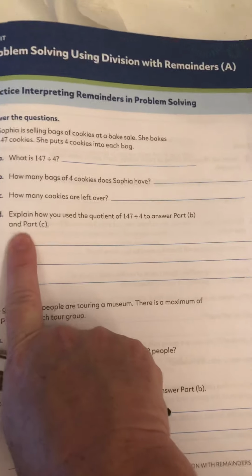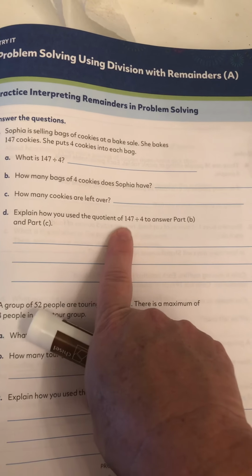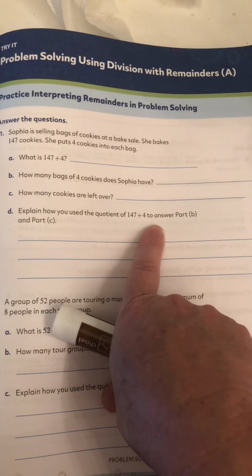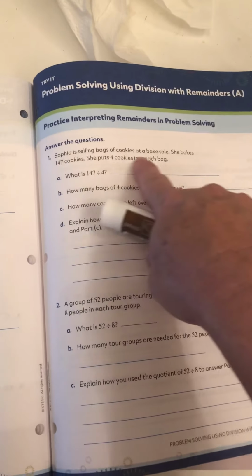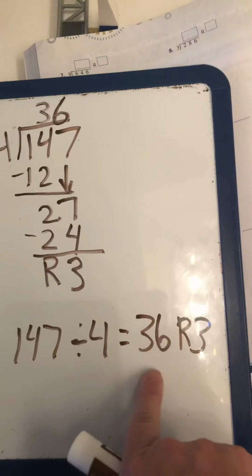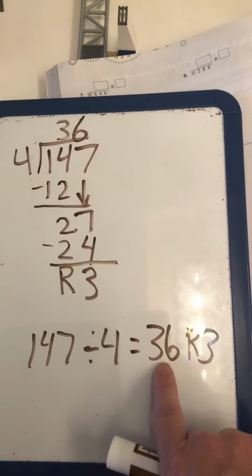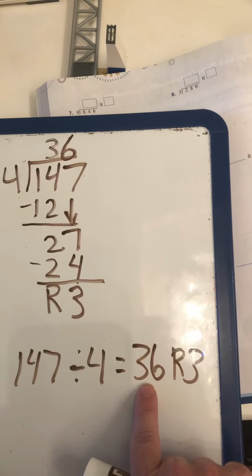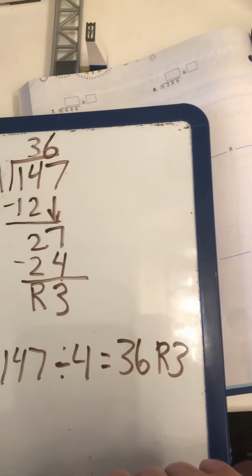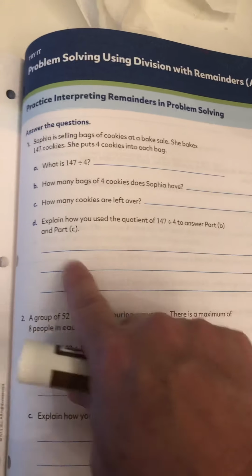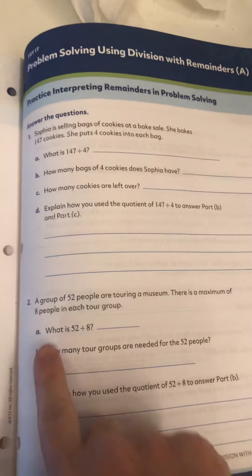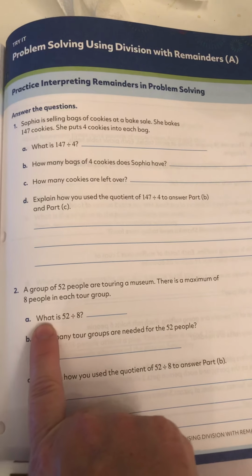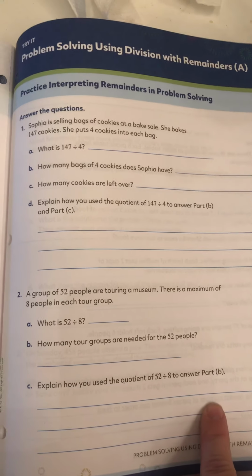The next one says, explain how you use the quotient of 147 divided by 4 to answer part B and part C. Well, we used it because that's what this story problem was asking us to do, okay? We were finding the quotient, we were dividing. So here, we just used the standard algorithm to find out that she does indeed have 36 bags of cookies with 3 left over, okay? So that could be your explanation right here. Go ahead, see if you can use the algorithm for this next one to come up with your next answer.